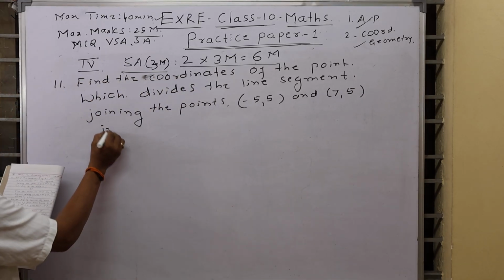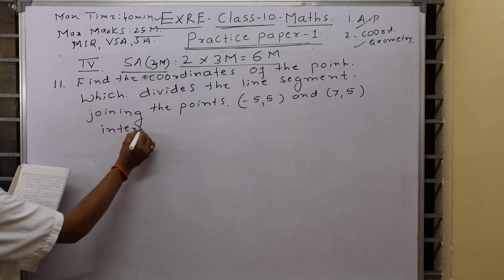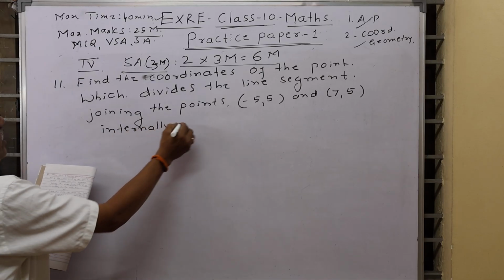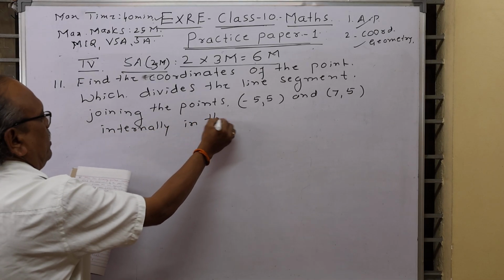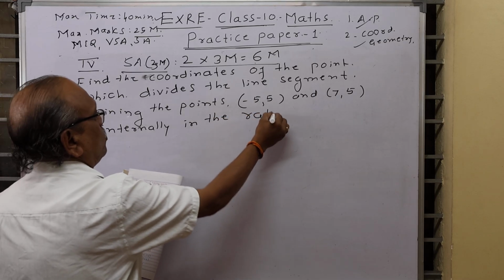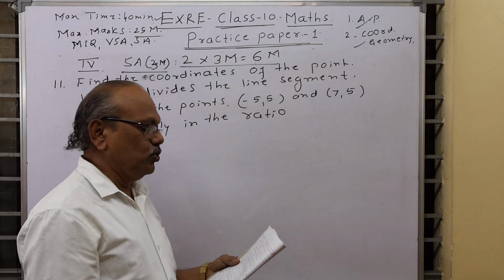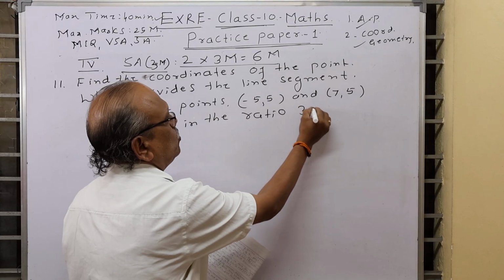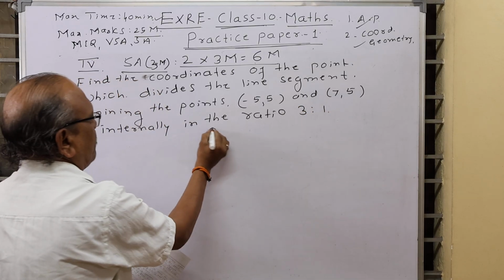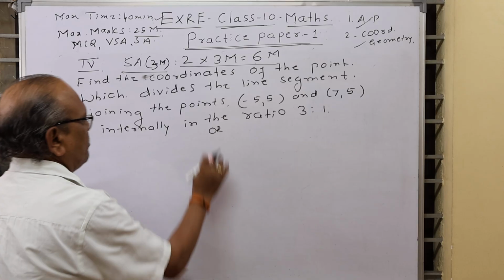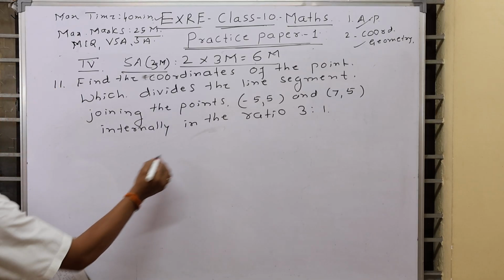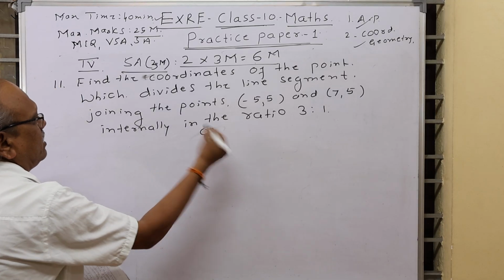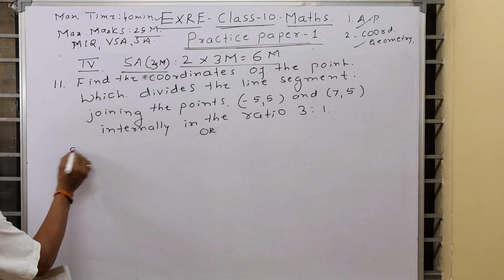Internally in the ratio 3:1. There is an OR part to it, we will solve it later. First of all, we will finish this, then we will take the OR part. You will have to answer either this or the other part.